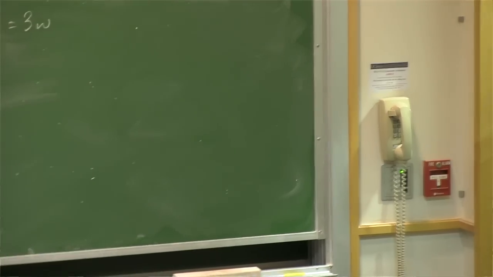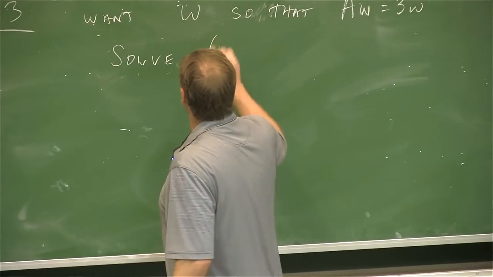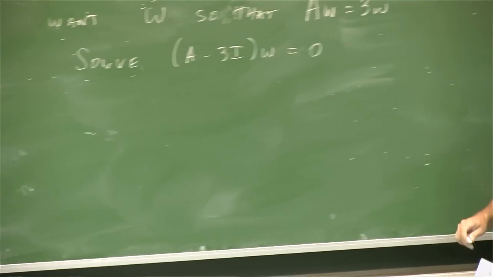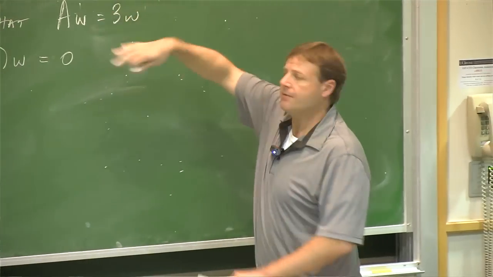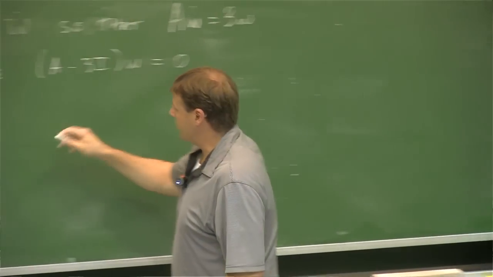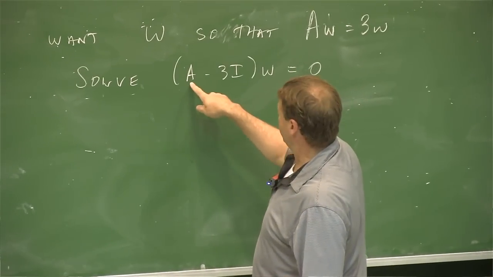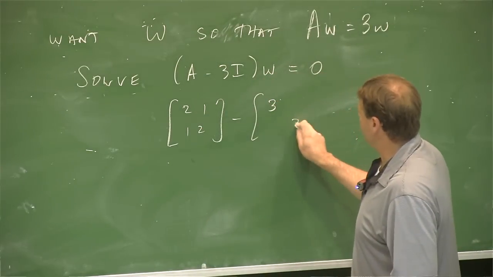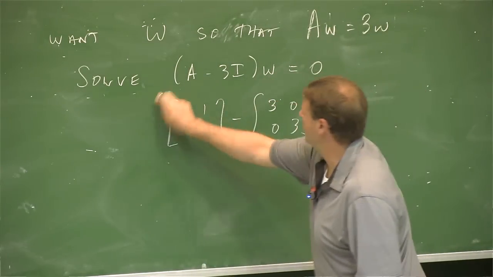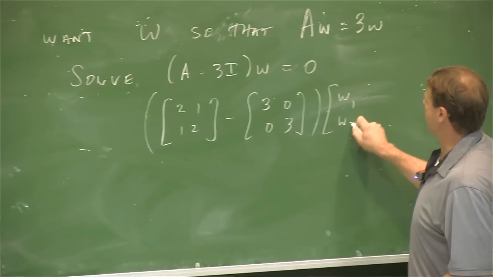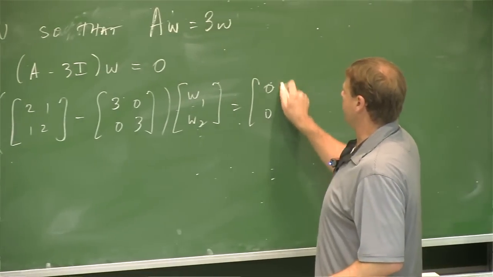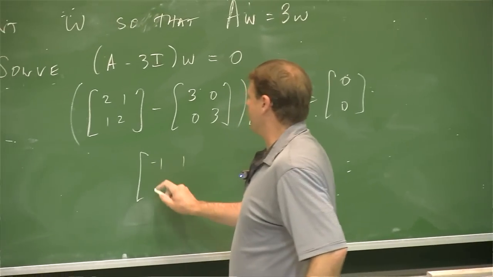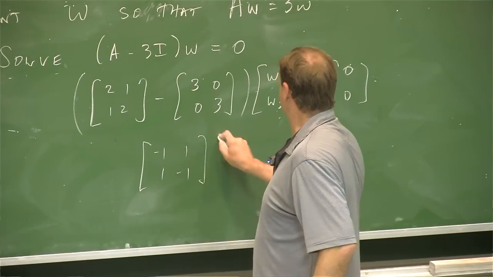So I'm going to solve A minus 3I W equals 0. I basically bring the 3W over here and factor out the W. When I do this, it's [2, 1; 1, 2] minus [3, 0; 0, 3] times [W1; W2] equals [0; 0]. And then this over here gives me [-1, 1; 1, -1].